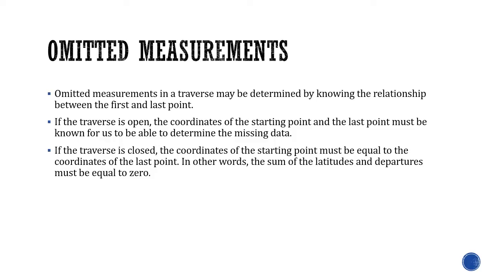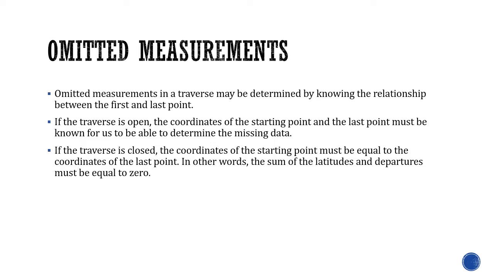last point. So kapag nagta-traverse tayo, we have two major types, di ba? We have the open traverse and we have the closed traverse. So we have to know the relationships within the first and the last point. Kapag open yung traverse, the coordinates of the first and the last point must be known for us to be able to determine the missing data.